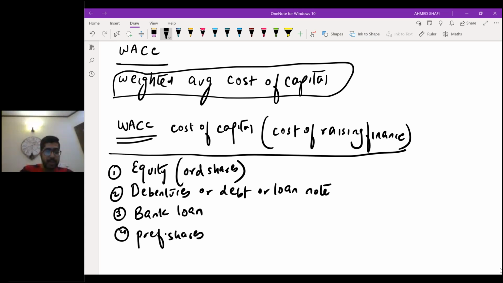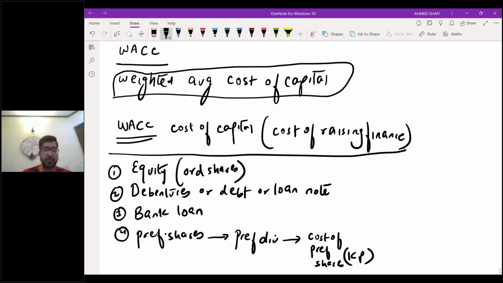For example, when you raise finance via preference shares, they don't give you finance for free. You have to pay them preference dividend. That's a cost for the company. When you're paying preference dividend, that's a cost for a company called cost of preference shares. It's denoted by KP, because that's the concept of cost of raising finance: when you raise finance via preference shares, you have to give return, preference dividend, to preference shareholders. That's our cost of preference shares, called KP.